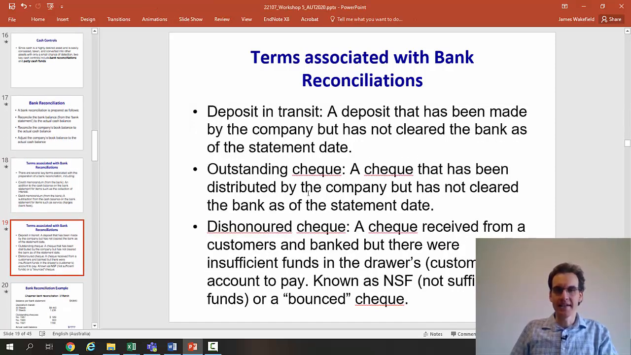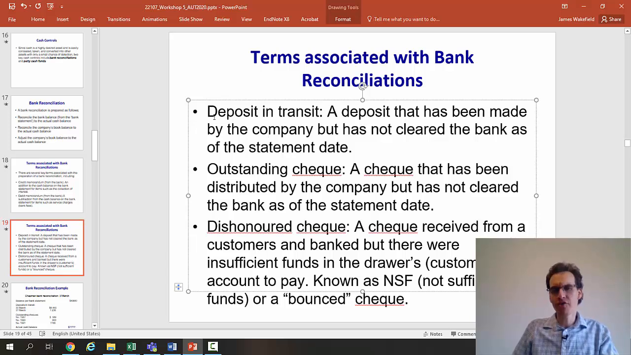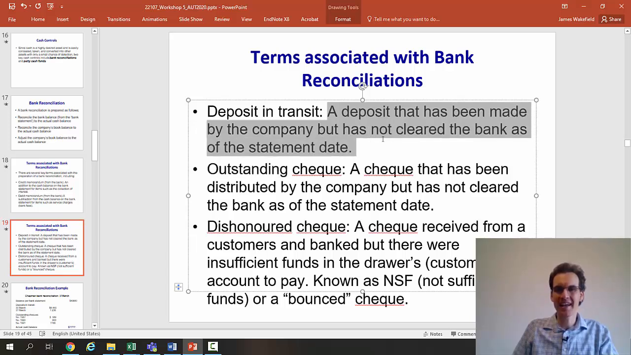Right, now, in addition, we also need to be aware of a number of things that may not be showing on our bank statement, but of course we have recorded in our company's records. That is, we have recorded them as a transaction, and so therefore that information has been consolidated into our T account. The first is a deposit in transit. So a deposit in transit is a deposit that has been made by the company but has not cleared the bank as of the statement date, right?